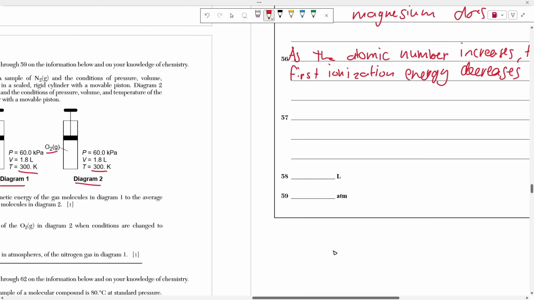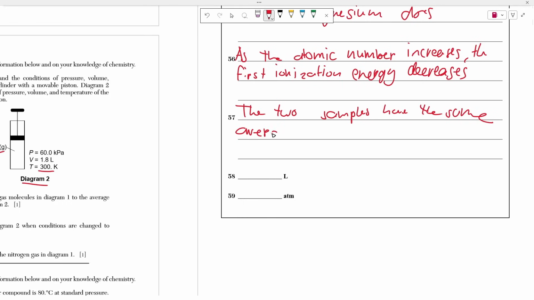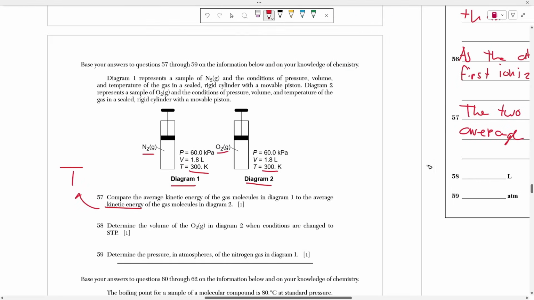So you can say here that the two samples have the same average kinetic energy. All right, then you can move on with your day. So the KE of this is the same. You could say that it would be equal, anything like that, anything along those lines.